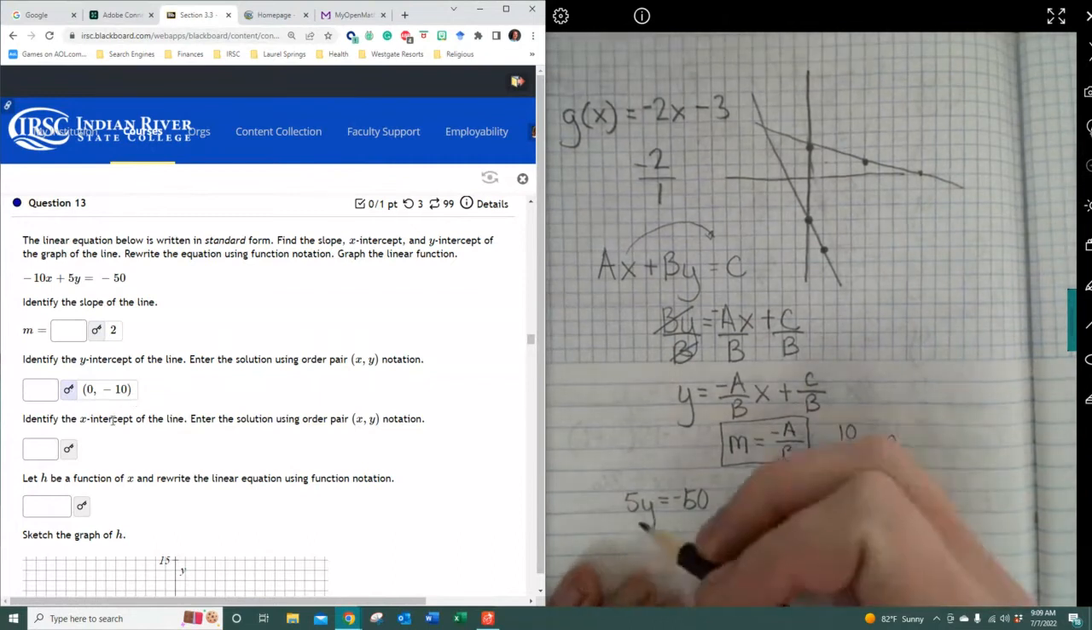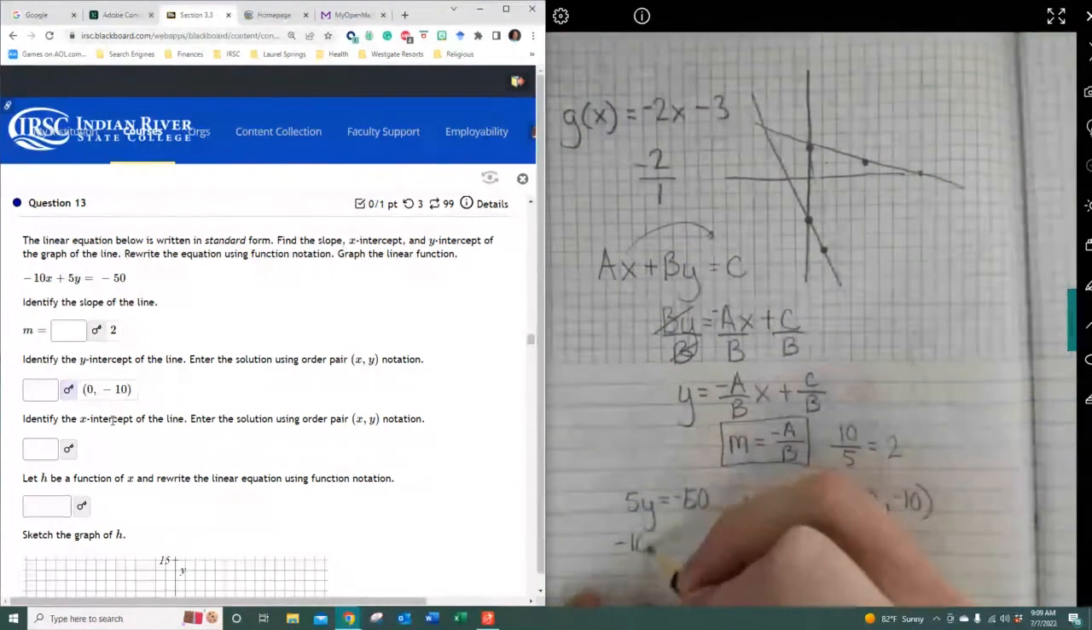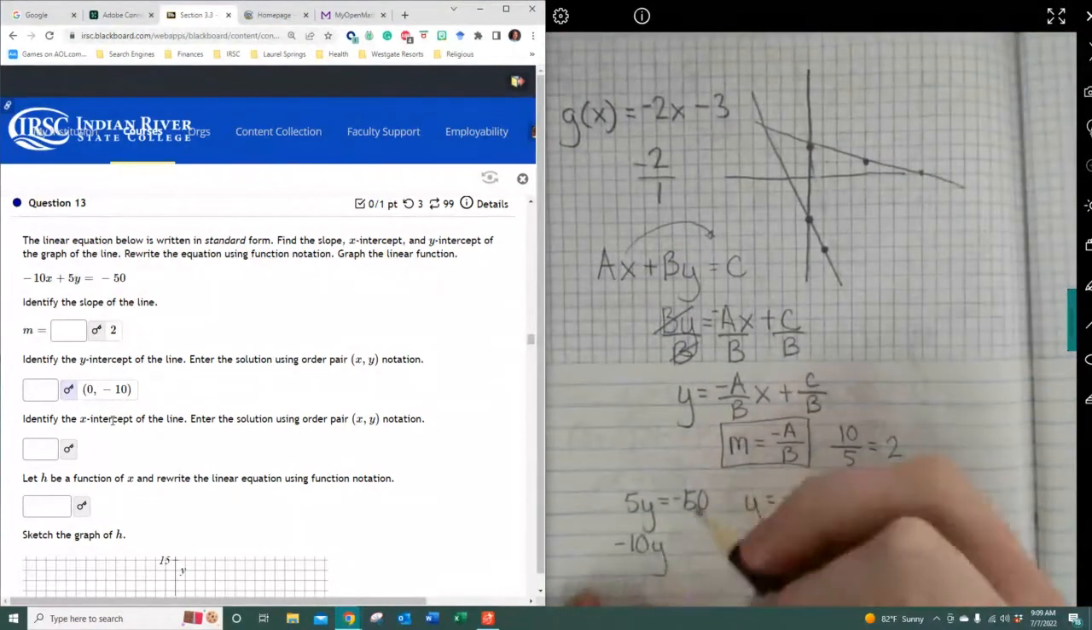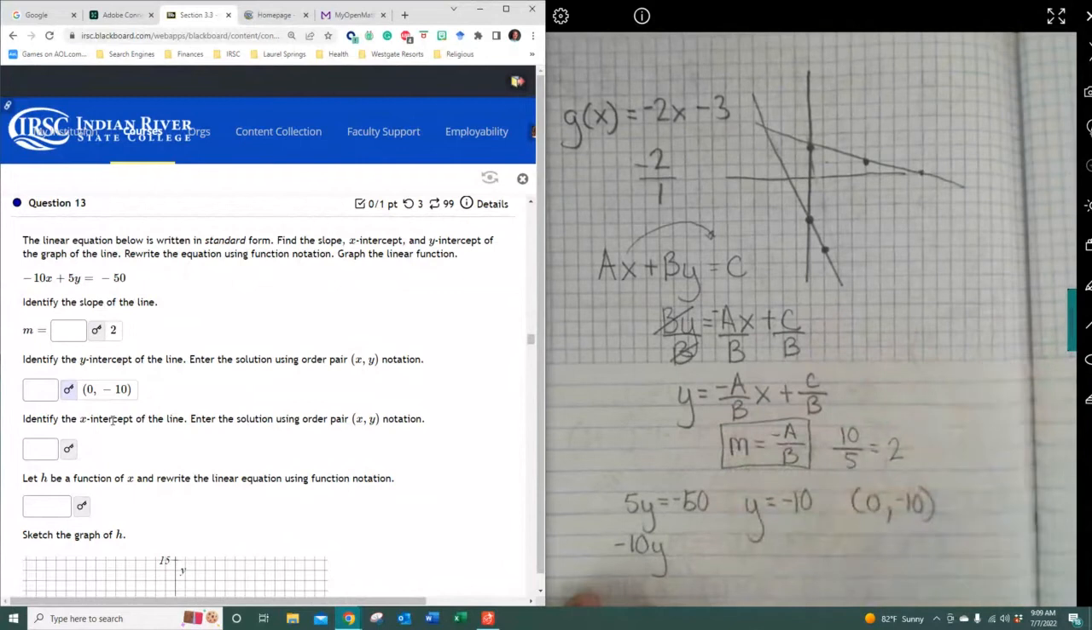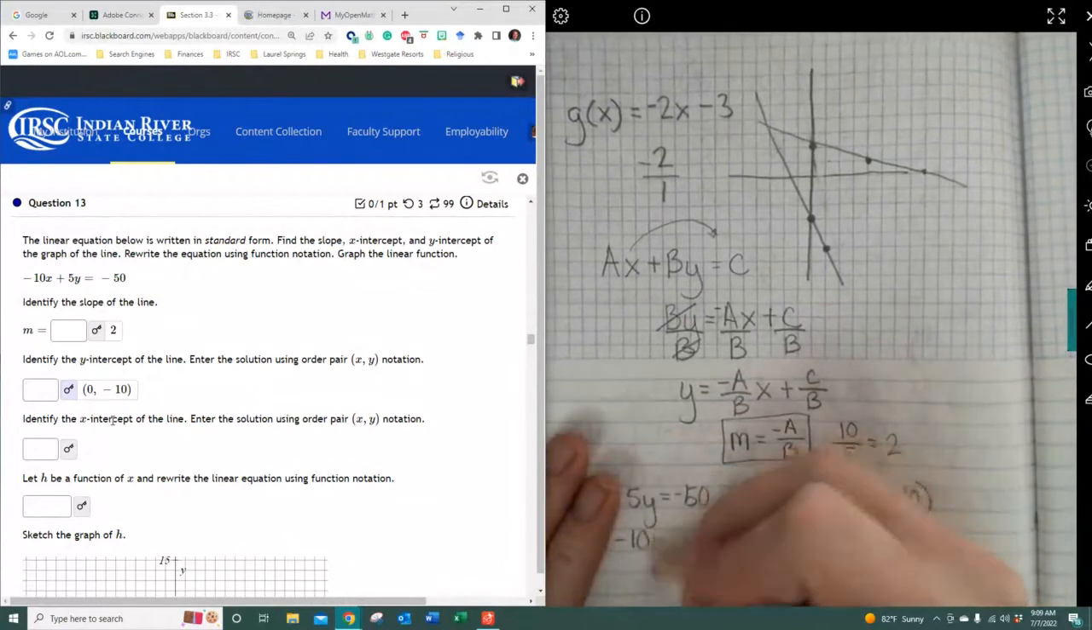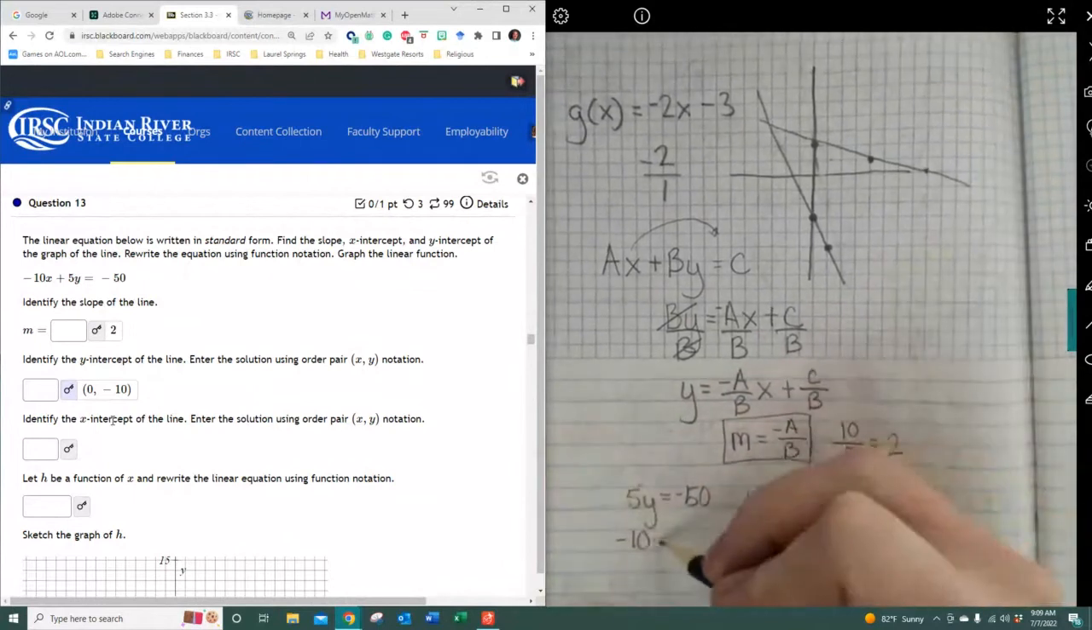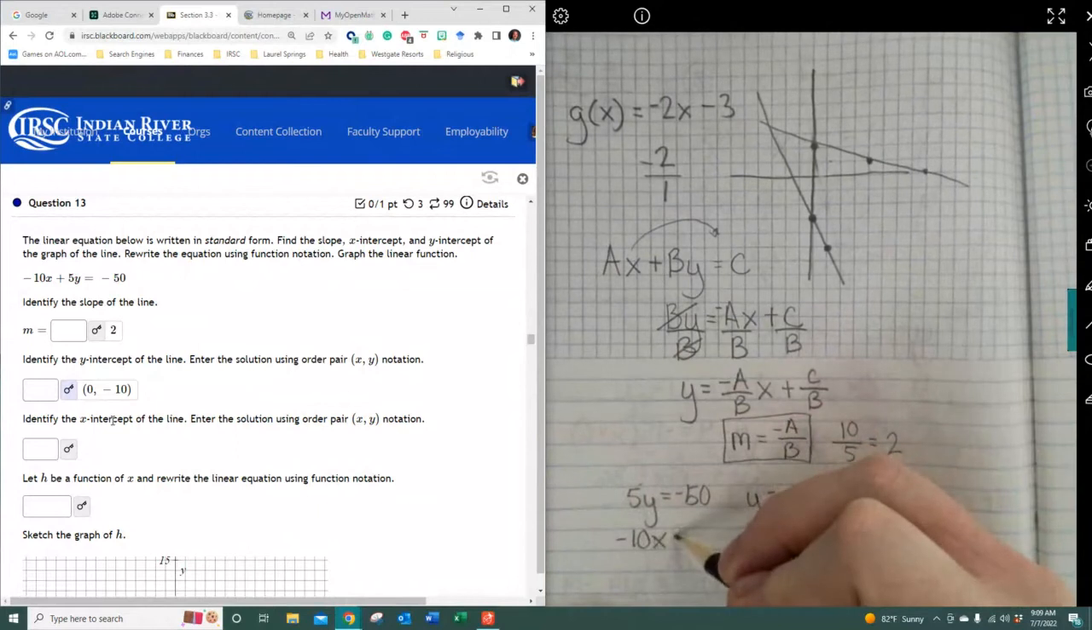Now the x-intercept is when y equals 0. So you're going to throw away the y, and then keep the x.